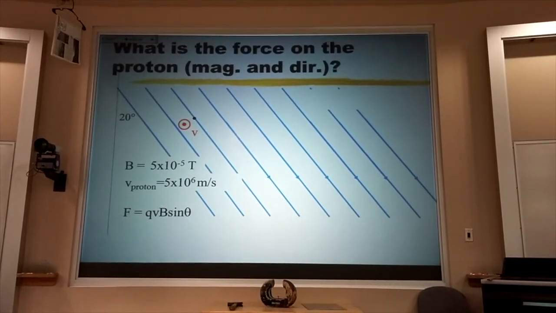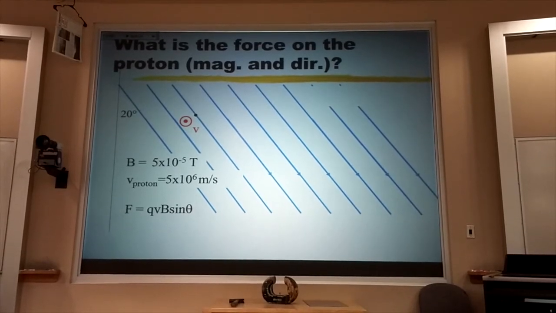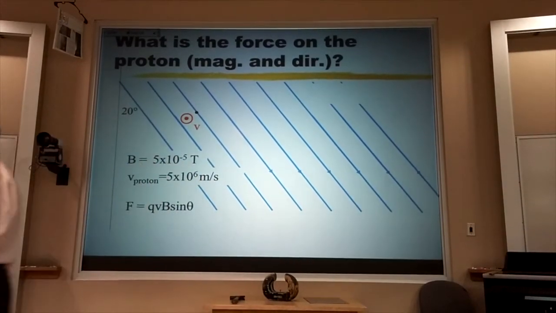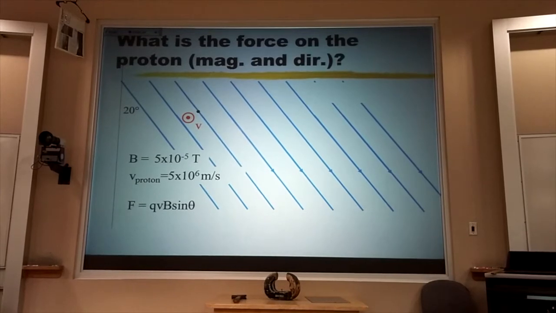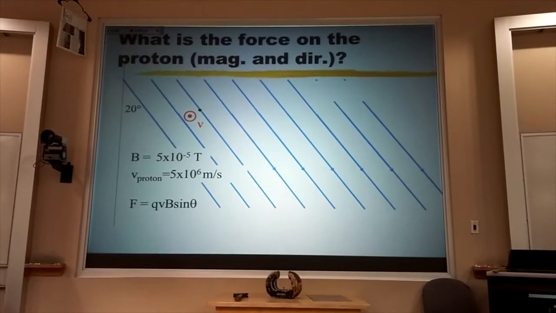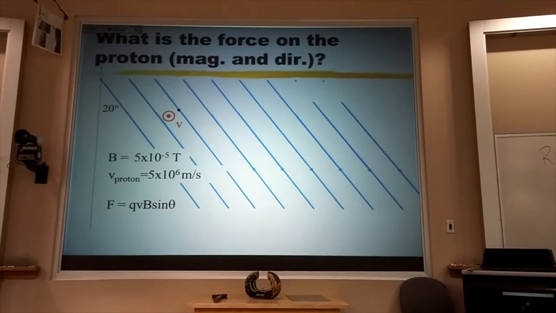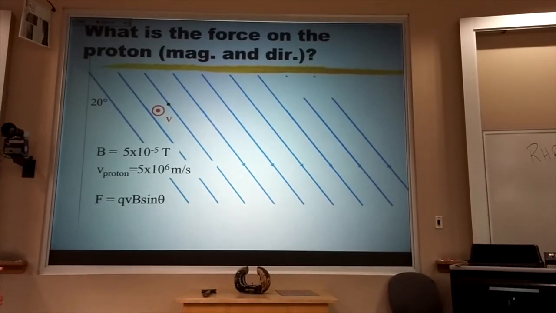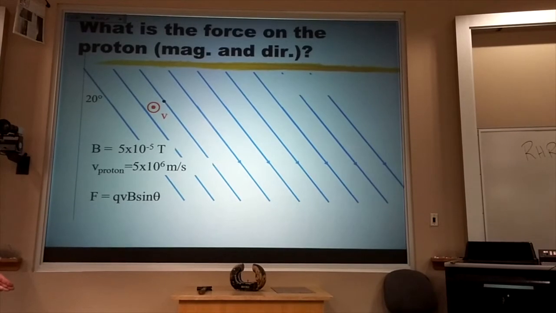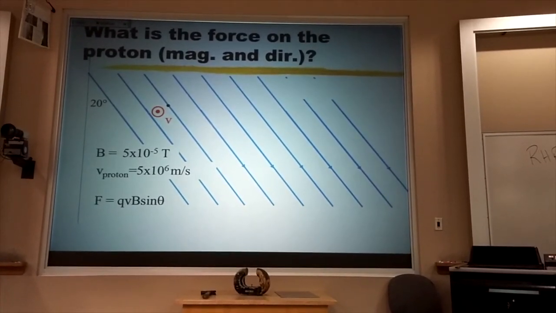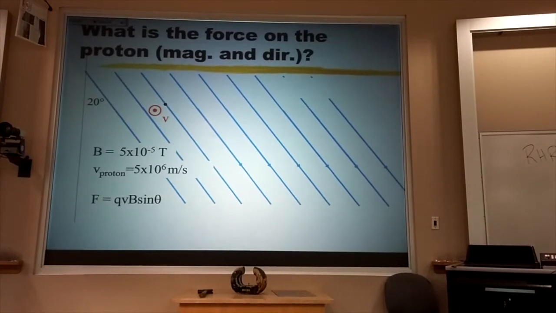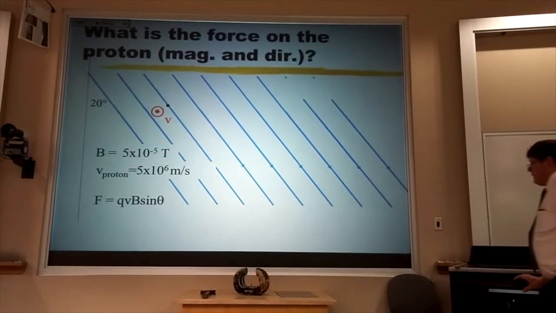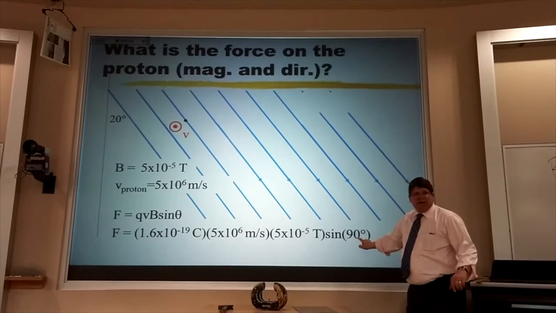What if this proton was going straight up towards the ceiling? What would the angle be? Tell your neighbor. Okay. If the velocity's up and the B field is down 70 degrees from horizontal, you want this angle. If that angle's 90 and that angle's 70, that's 160. Is that right? 160. Okay, let's go back to this problem here. In this problem, the answer was 90 degrees.